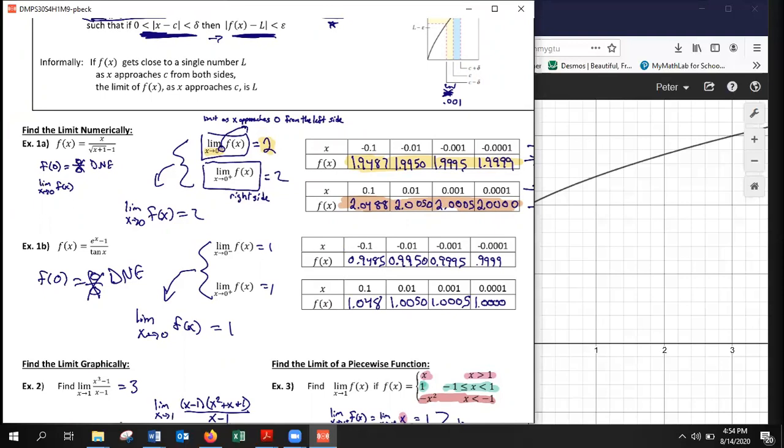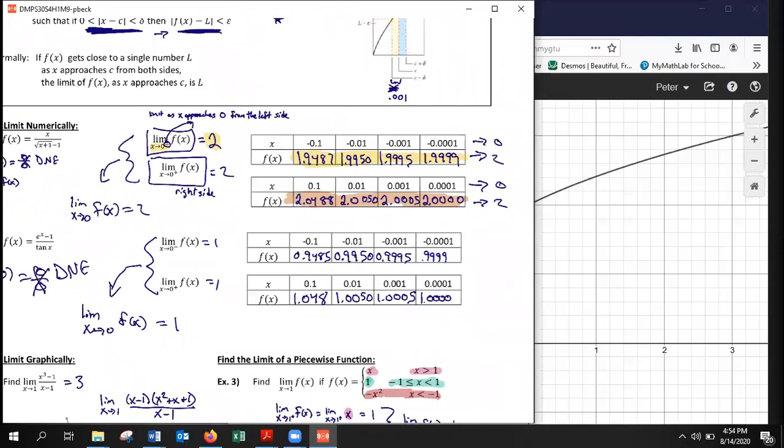My apologies, I had the wrong tool out. So x is approaching 0 from the left. We could see that as x is approaching 0 from the left, the y value approaches 1. As x approaches 0 from the right, the y value also approaches 1. So once again, we can summarize each of the individual statements into the limit as x approaches 0 from both sides of f of x equals 1.